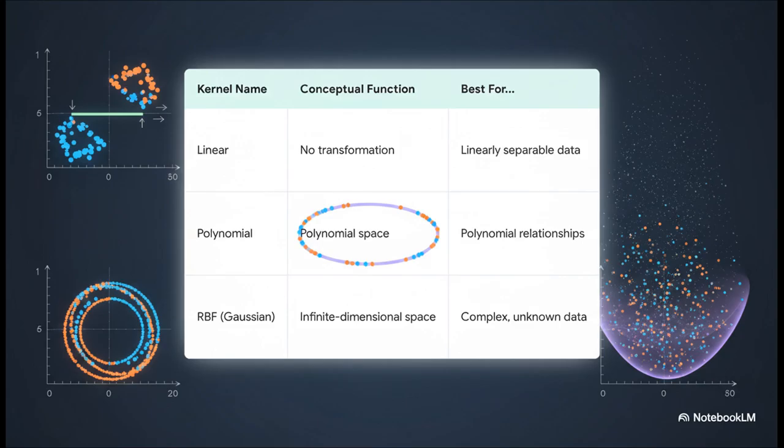And then you've got the radial basis function, or RBF kernel. This one is often the go-to for really complex problems because it effectively maps the data into an infinite dimensional space. It's incredibly powerful and usually a great starting point when you're not sure about the structure of your data.